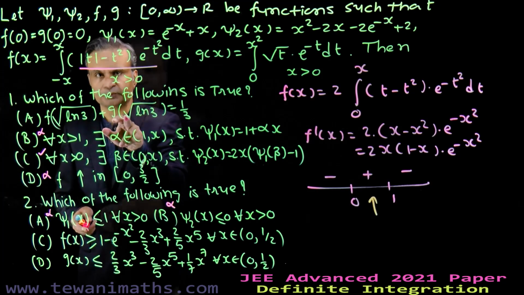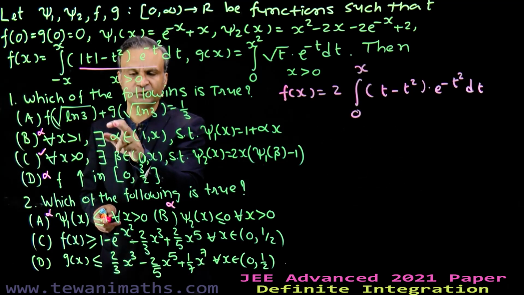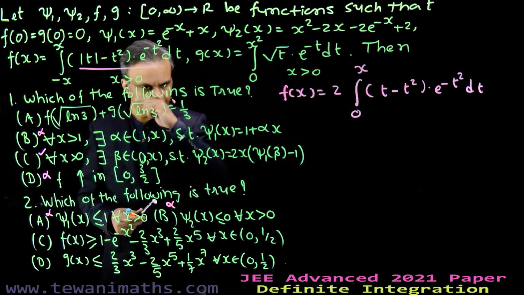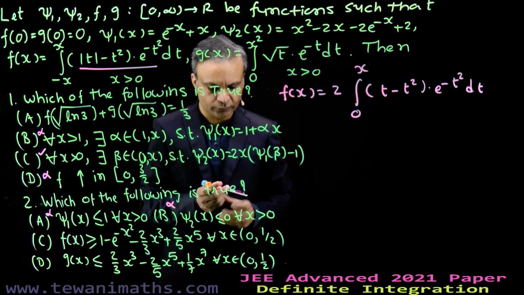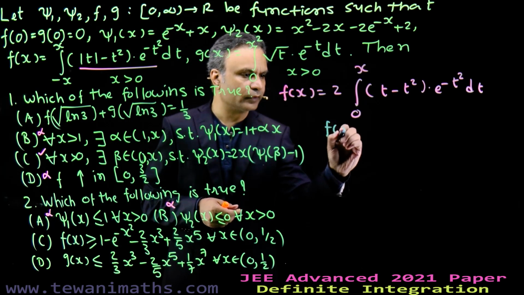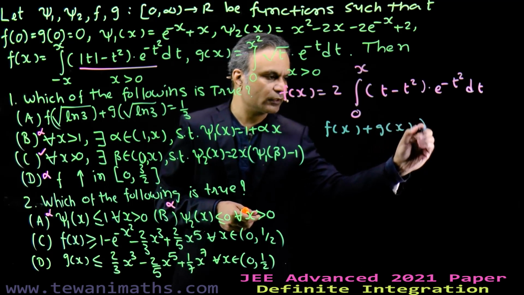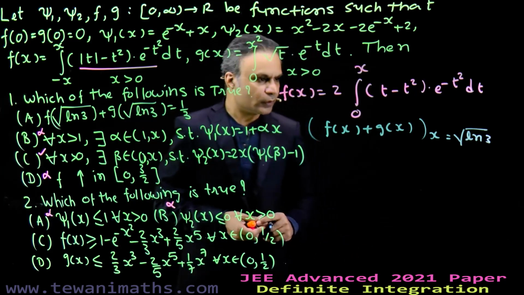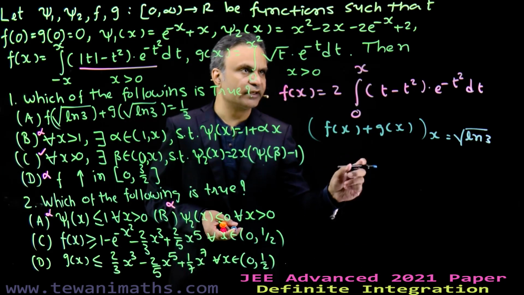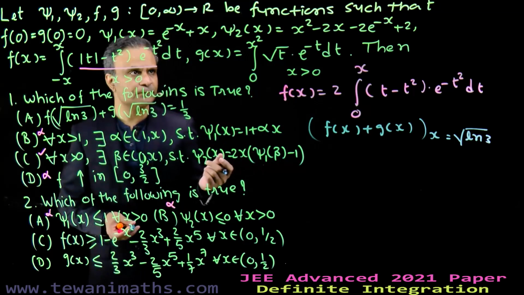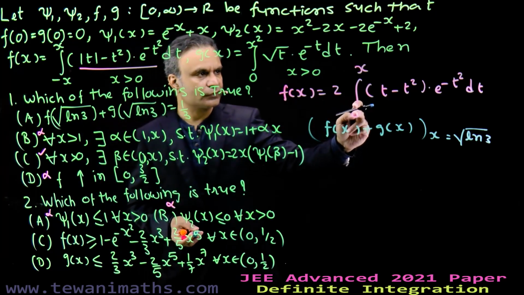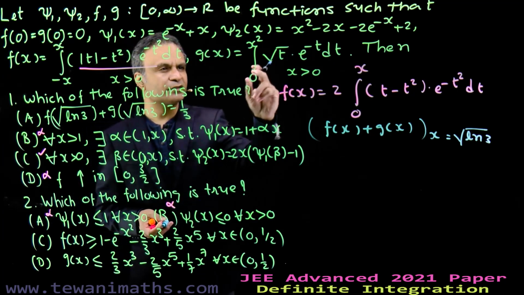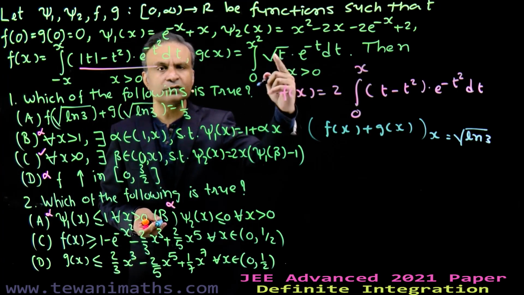Then we check this option. Here we have f of root log 3 plus g of root log 3 is equal to 1 upon 3. That means we have to find the value of fx plus gx at x is equal to root log 3, okay. Now to get this function, to add fx and gx, we need to have the same limits. Here limits are 0 and x, here limits are 0 and x square, okay. We can get limits 0 and x by replacing t with t square.